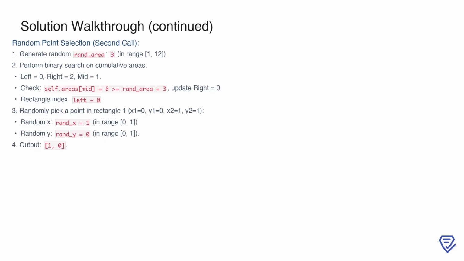Within rectangle 1's coordinates, 0, 0, 1, 1, we randomly pick a point. For x, we select a random value between 0 and 1, which is 1. For y, we select a random value between 0 and 1, which is 0. As a result, the output is 1, 0.